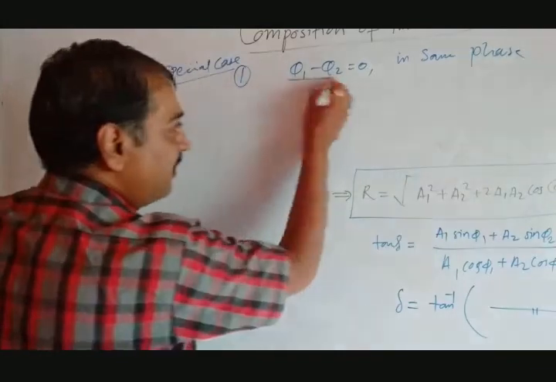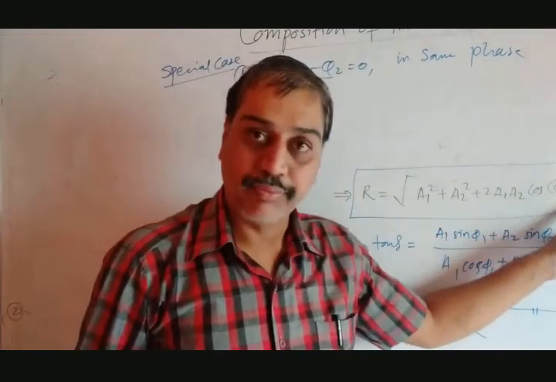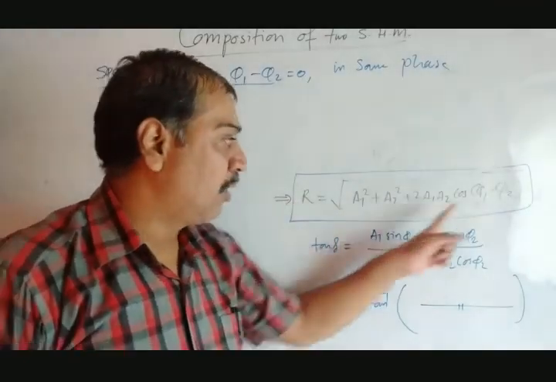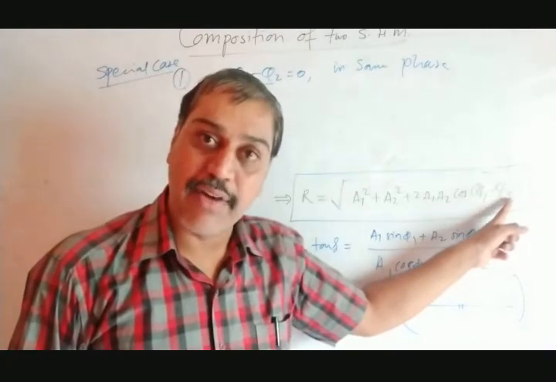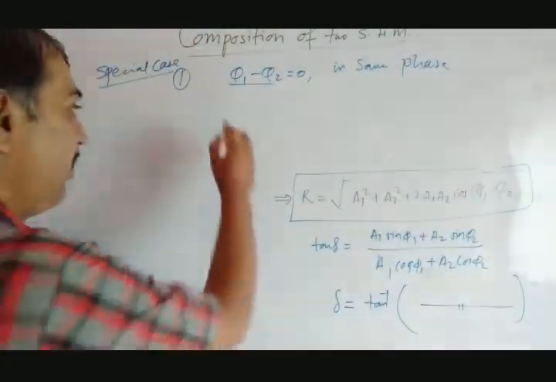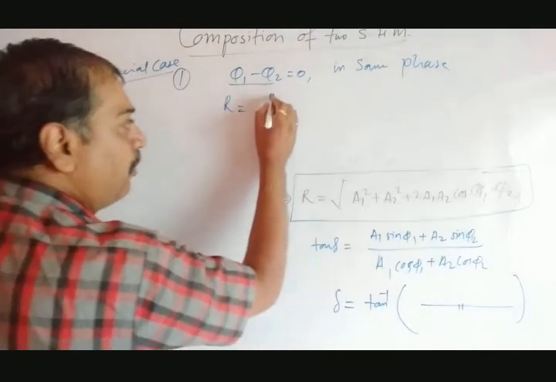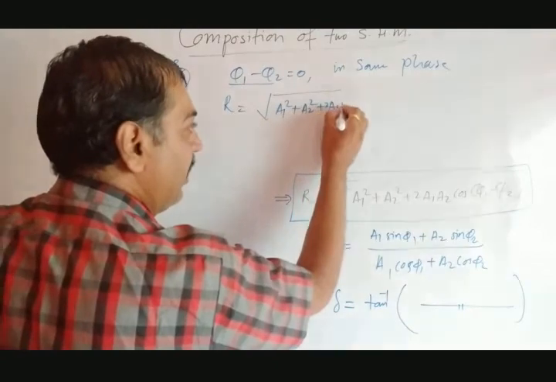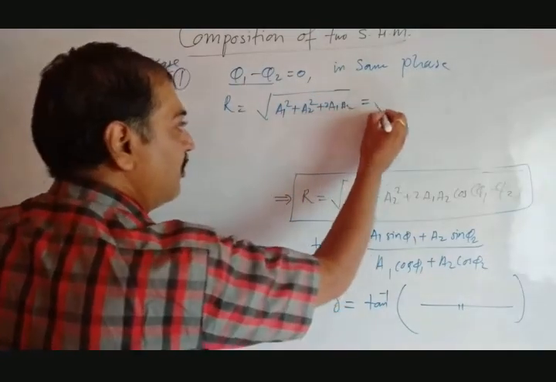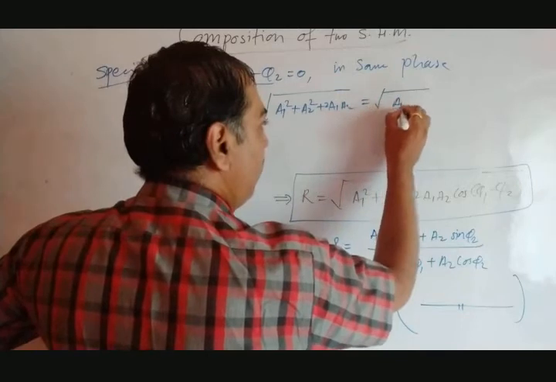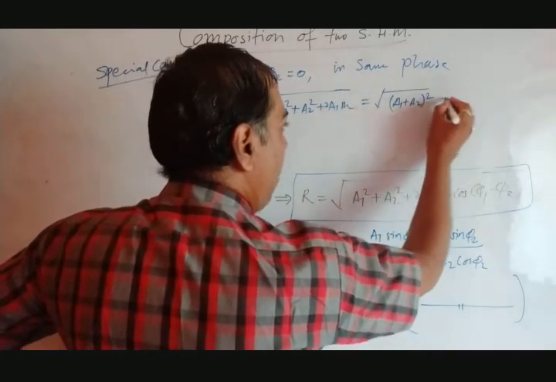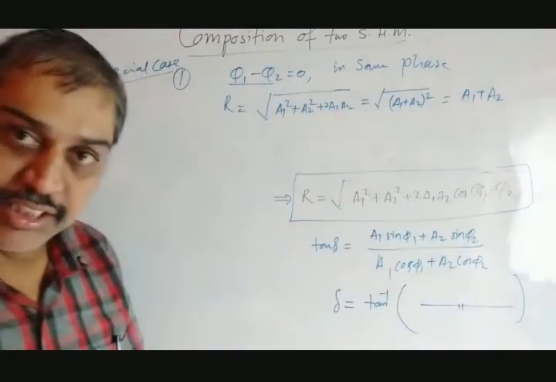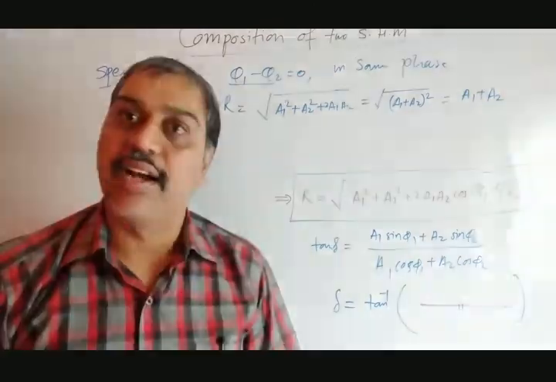In that case, if this is 0, what is the cos of 0? Just in case of this formula of resultant amplitude R, cos of phi 1 minus phi 2. If this phi 1 minus phi 2 is 0, cos 0 is 1. So what can we write? R equal to square root of a1 square plus a2 square plus twice a1 a2, and you can write this as square root of (a1 plus a2) whole square. Outside the square root it is a1 plus a2. Just the addition of their amplitudes is the resultant amplitude of motion.